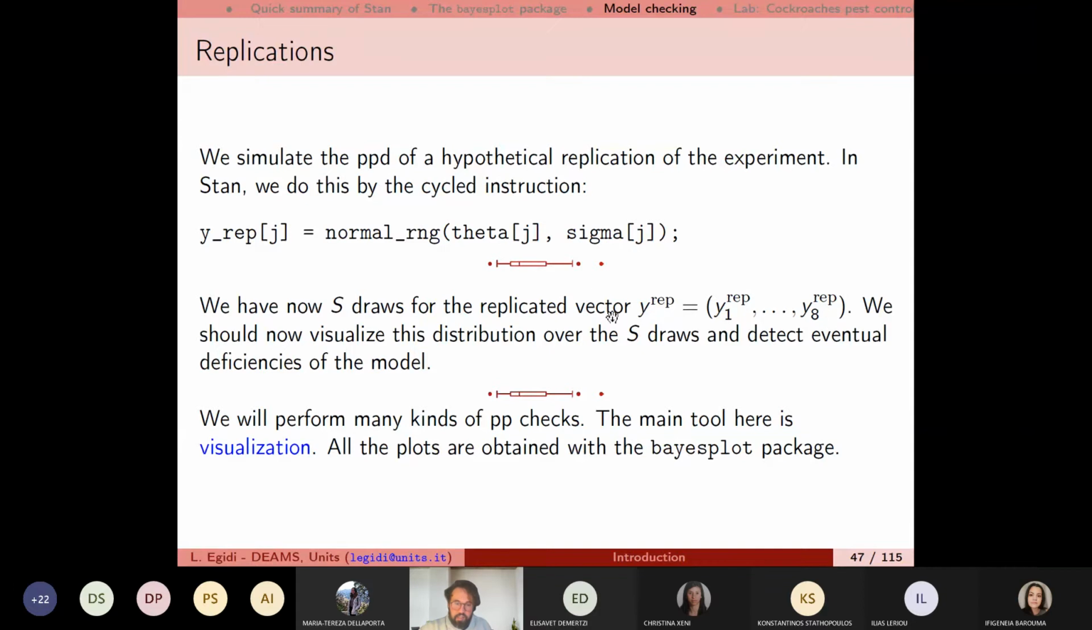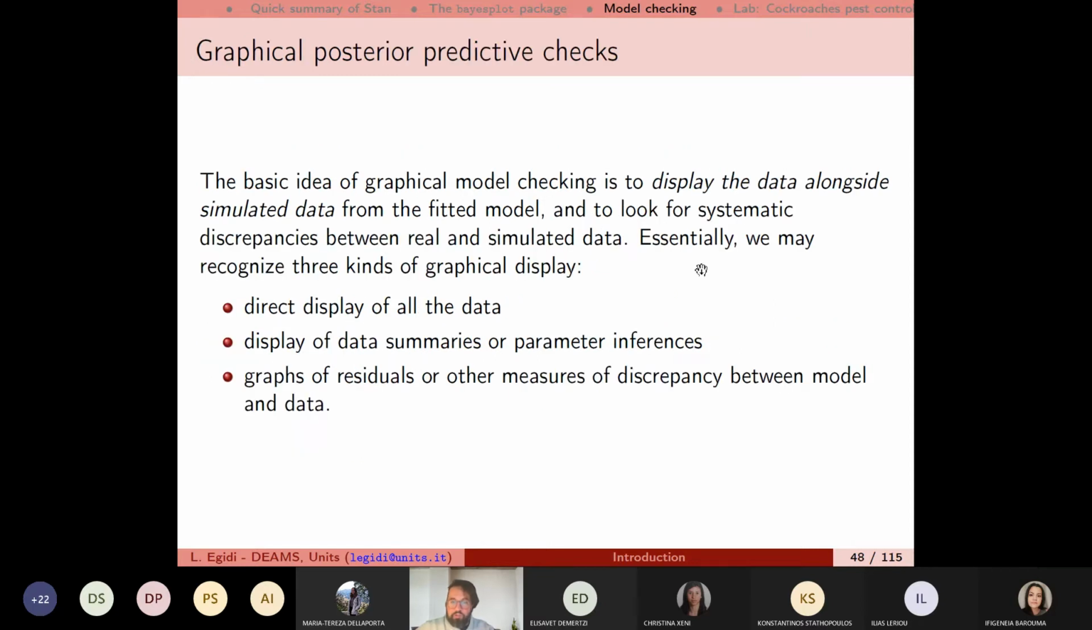This is something that I already told you. Now we should visualize this distribution over the S draws and detect eventual deficiencies of the model. So now we should visualize what the generated quantities block generated. We will perform many kinds of posterior predictive checks, but mainly we will be using visualizations. All the plots are obtained with the bayesplot package. As I told you, the bayesplot package is very effective also to give you some model checking, some posterior predictive checking plots. The basic idea of graphical model checking is to display the data alongside simulated data.